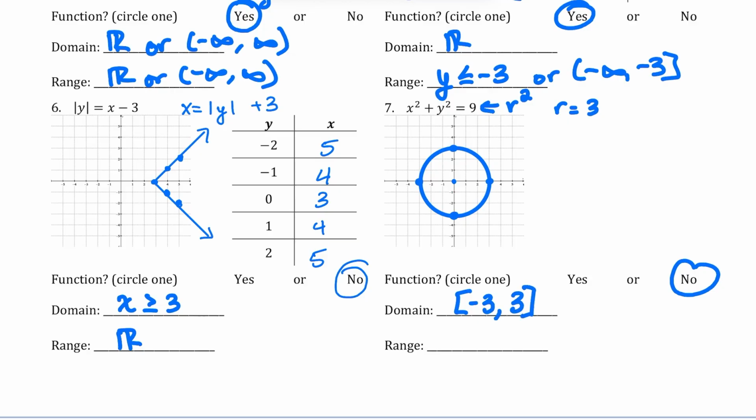And then the same thing with the y values. They're all stuck between -3 and 3. And they're square brackets since we're including those numbers.